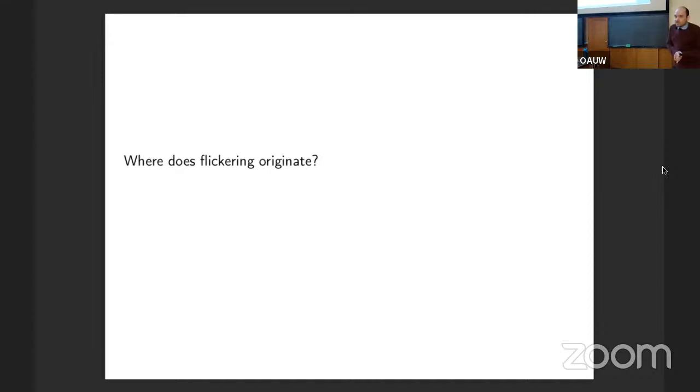So why did I do that? Because I want to find out where the flickering originates. If we know exactly where in the system the flickering originates, we can develop theoretical models that contain the whole physics in this region.